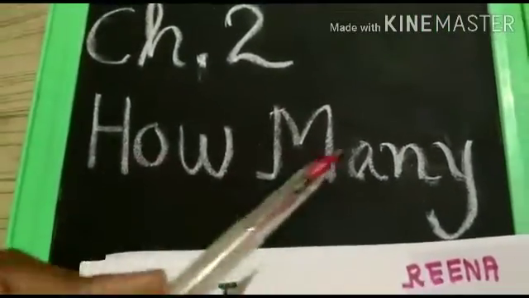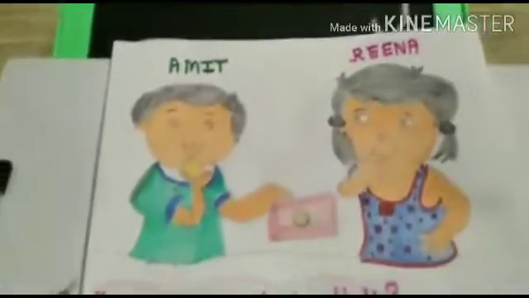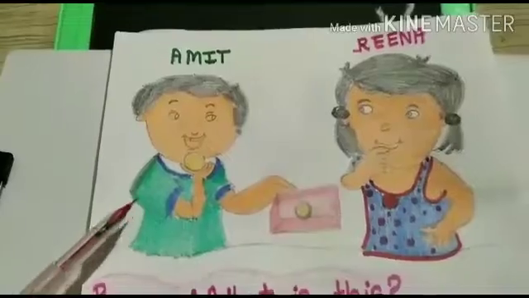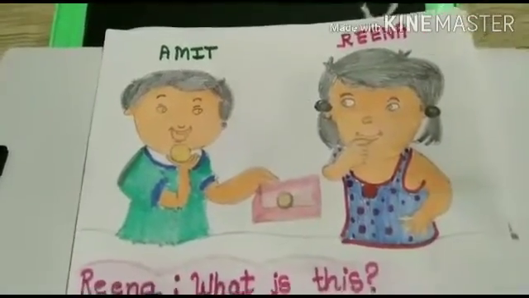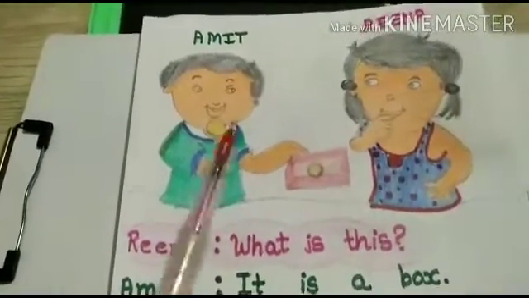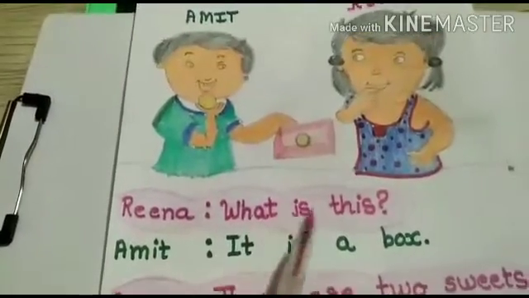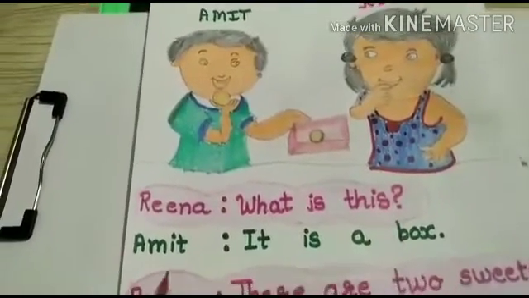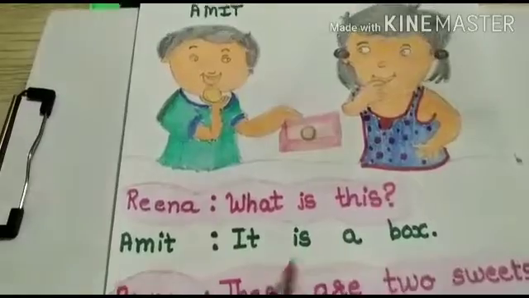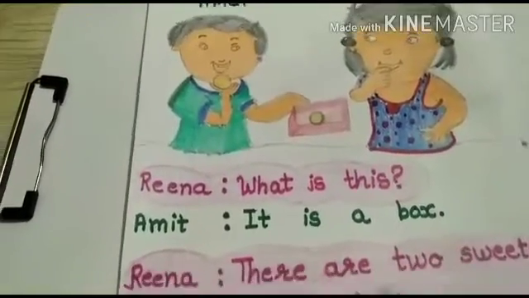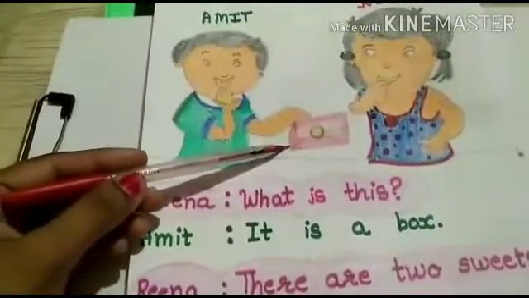Let's read chapter number 2. How many? He is Amit. She is Reena. They are talking to each other. Reena asked, "What is this?" Amit replied, "It is a box." You can see the box in this picture.